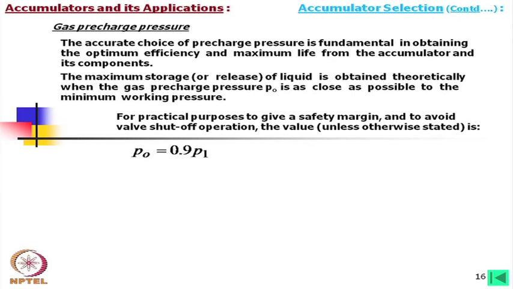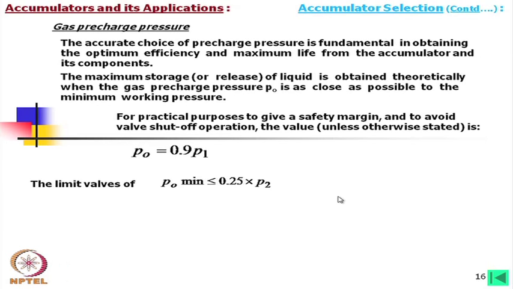Now, for practical purposes, to give a safety margin and to avoid valve shut off operation, the value unless otherwise stated is P0 equal to 0.9 P1. That means, if you know the minimum system working pressure is P1, then as a thumb rule we can select P0 as 0.9 of that. That means, if P1 is 1 megapascal, then you can have the charge gas pressure, without loading, I mean no fluid coming in, of maybe 0.9 megapascal.